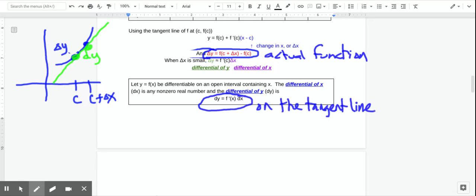And if we're close enough to this point, delta y and dy are essentially the same thing, and we can use them as substitutions for each other. Okay, so those are the two formulas that you need to know to be able to work with. Okay, delta y is just f of c plus delta x minus f of c. It's a y minus y. And then dy is the change on the tangent line. And we get that tangent line from the slope, the derivative f prime of x times dx. So let me show you an actual problem with this.